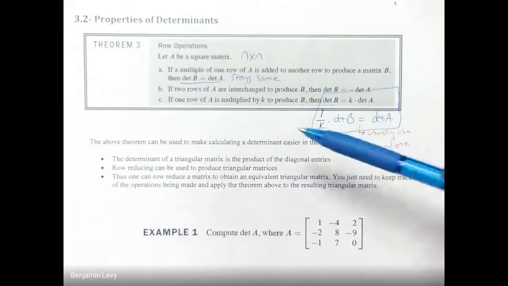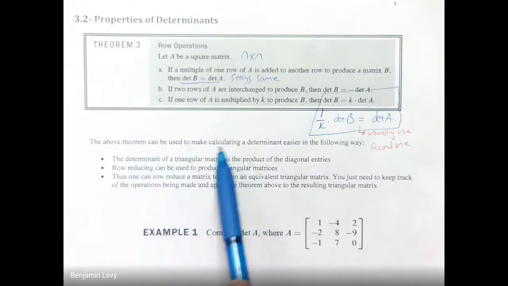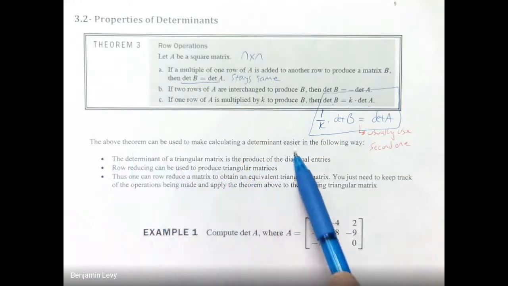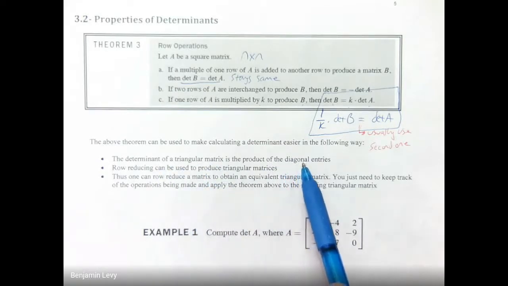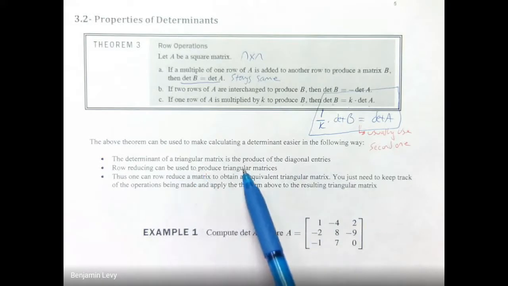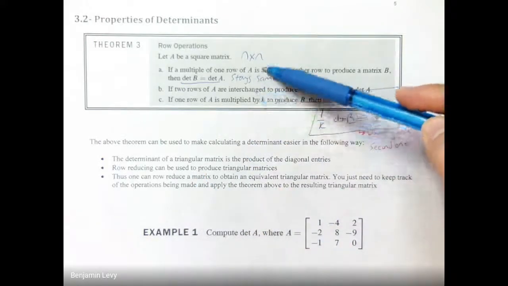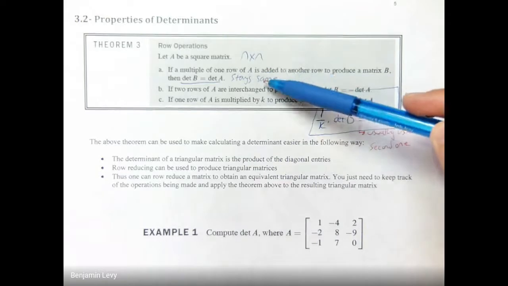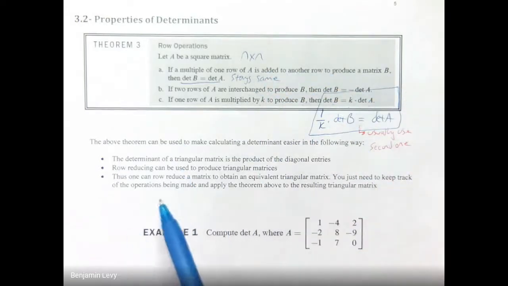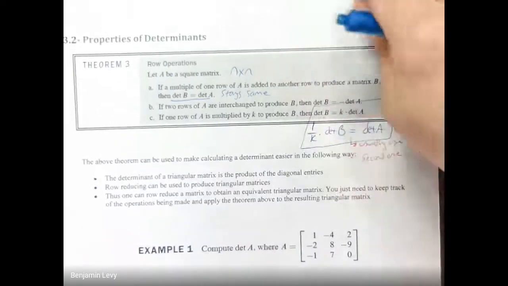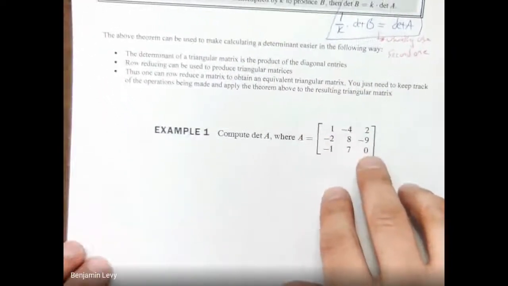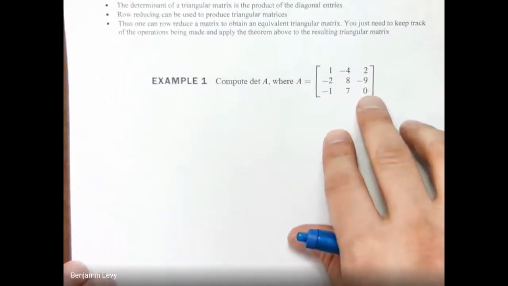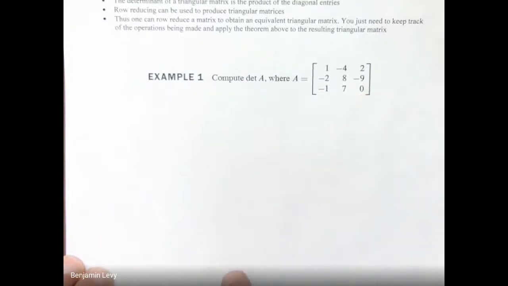Like I already mentioned, the above theorem is helpful for computing determinants because we know the determinant of a triangular matrix is easy. It's just multiplying the diagonals. So we can row reduce to a triangular matrix, keep track of the row operations that happen, multiply the diagonals, and then apply the theorem to adjust for any row operations made. I'm going to use these three properties while we do this one here. Let's compute the determinant of A.